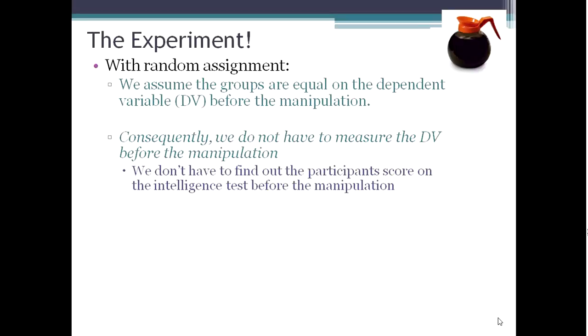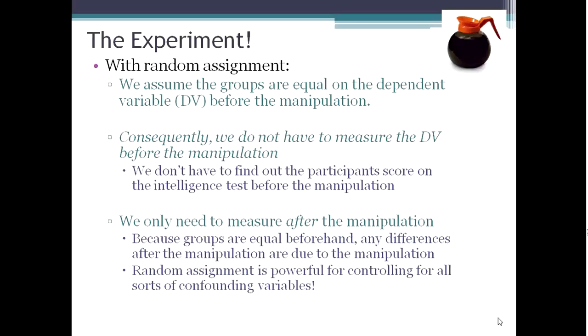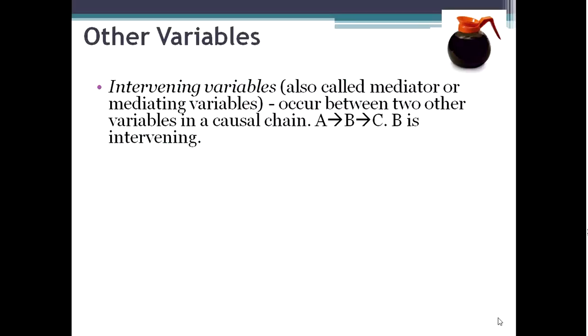Now, we could do that study. We could say, how does your particular intelligence score change following the manipulation? We could measure that beforehand to verify that random assignment works, but we don't have to do that, right? Because the groups are equal beforehand, any differences after the manipulation have to be due to the manipulation, because we've controlled for extraneous variables with random assignment, and we've controlled for confounds by having a very tightly designed experiment. Random assignment's pretty awesome.